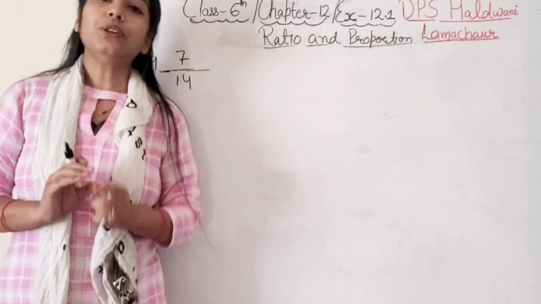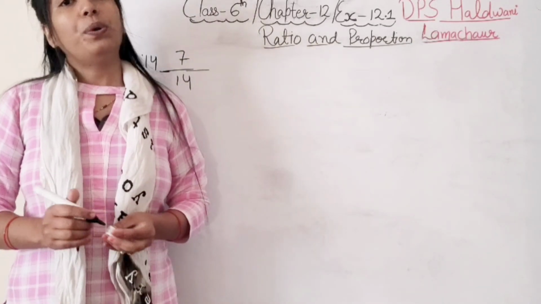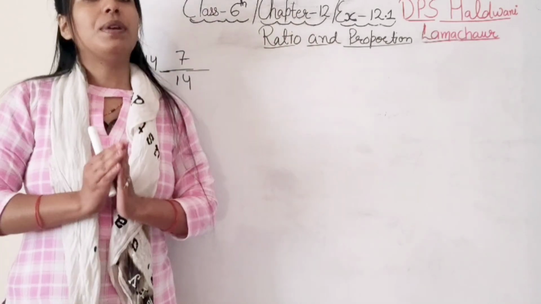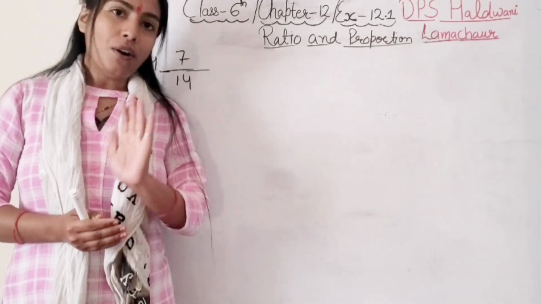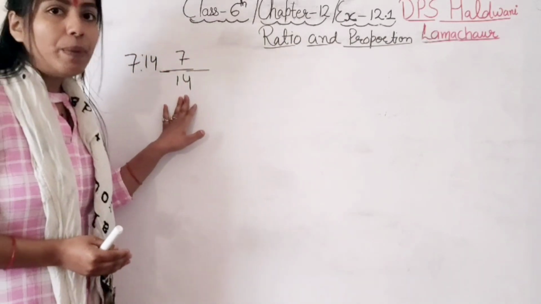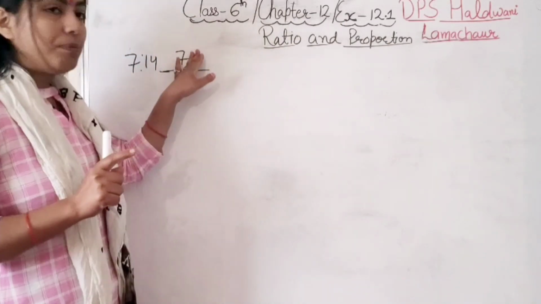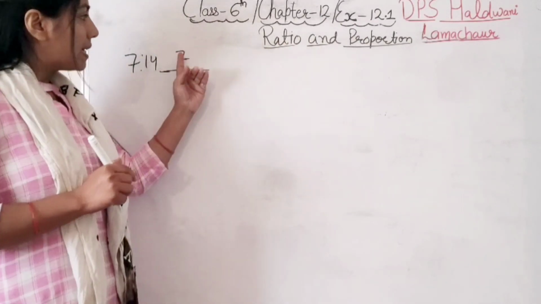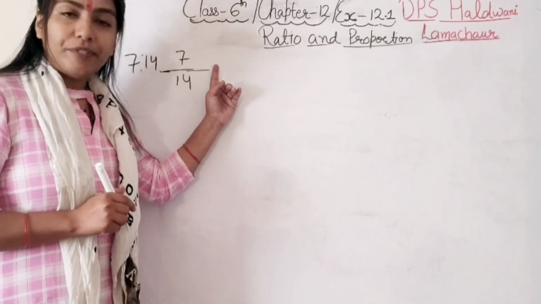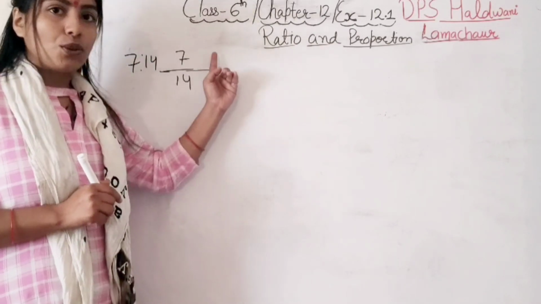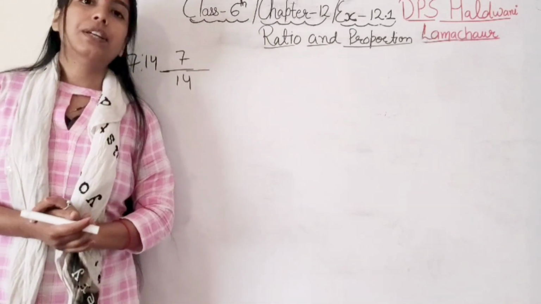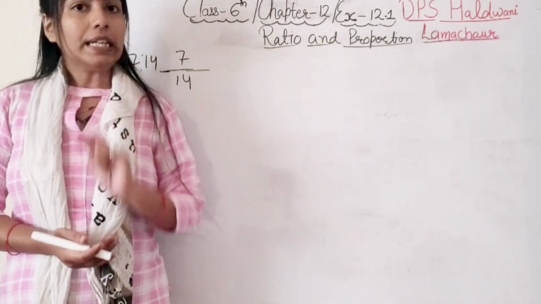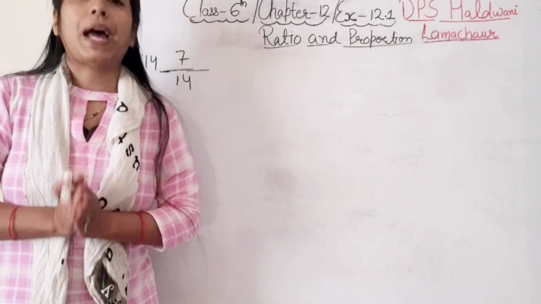And always keep one thing in mind: whenever we talk about the ratio and compare any two things, they should always be in the same unit. Obviously, 7 marks out of 14 marks, the unit is the same. If I say 7 kg weight out of 14 kg, the unit is again the same. So always the unit should be the same. That is the first thing. Second thing, now what does comparison mean?